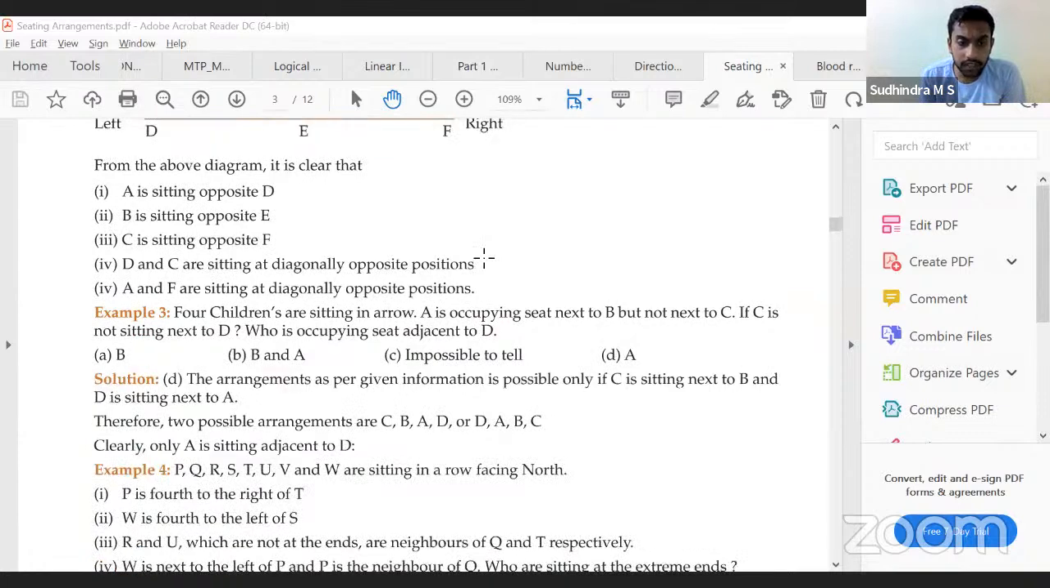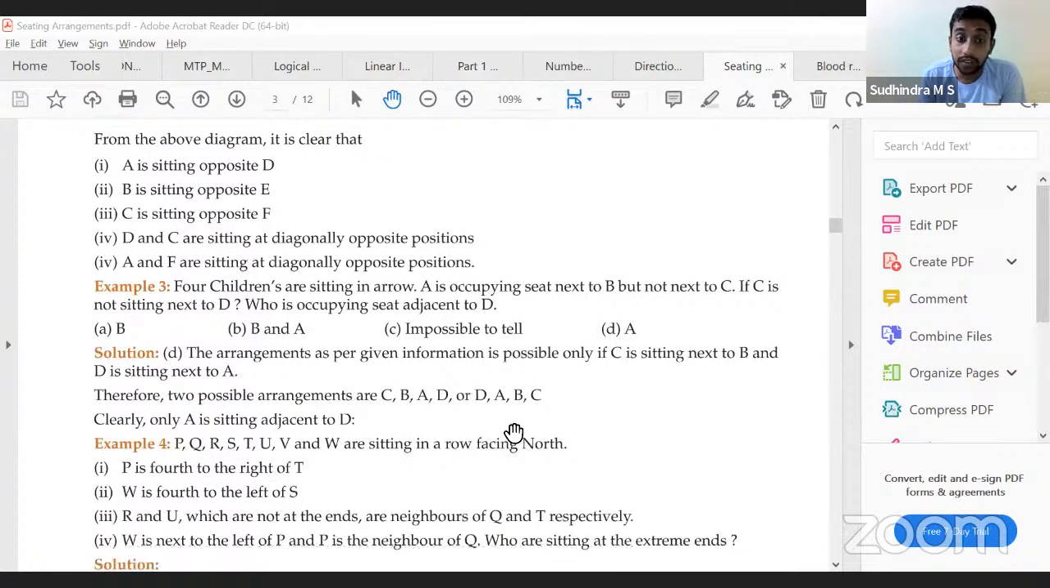Okay. P, Q, R, S, T, U, V, W are sitting in a row facing north. P is fourth to the right of T. W is fourth to the left of S. R and U, which are not at the ends, are neighbors of Q and T respectively. W is next to the left of P, and P is the neighbor of Q, who are sitting at the extreme ends.